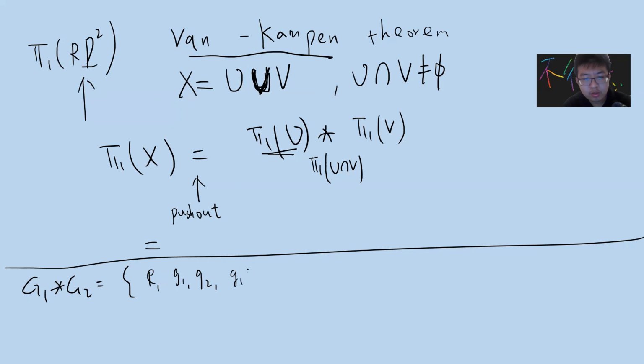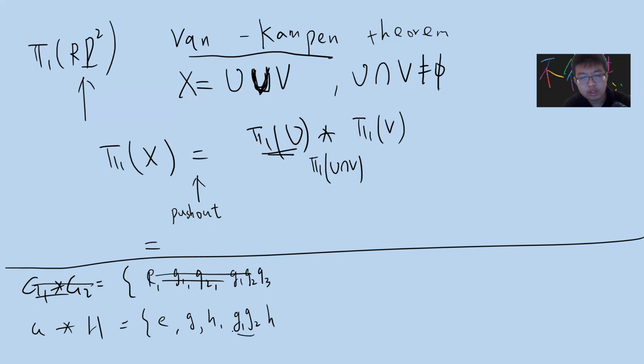For example, with G free product H, I can get E, or G, or H, or GH. So maybe I can take GH, HG, GHG, and HGH, and each H and G can be different. When I write H, I mean some element H, and then you can keep going.